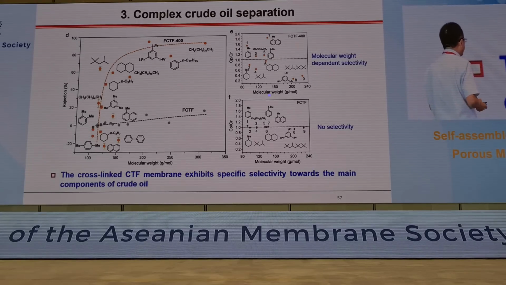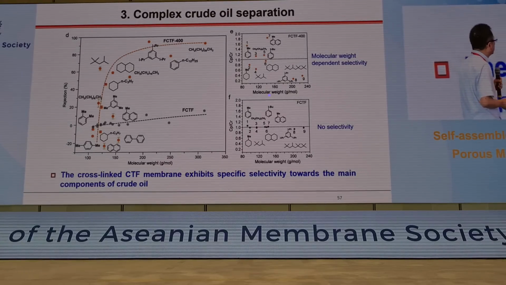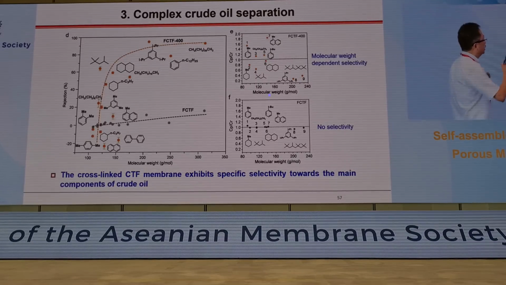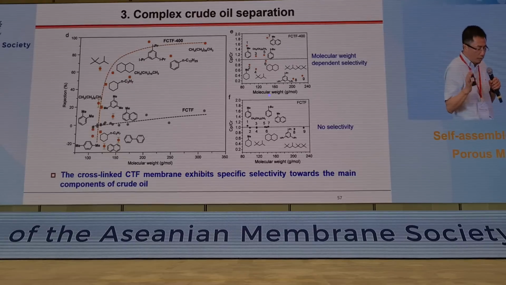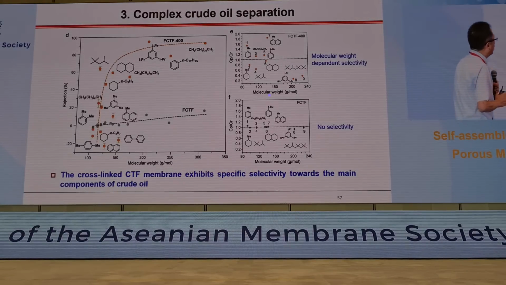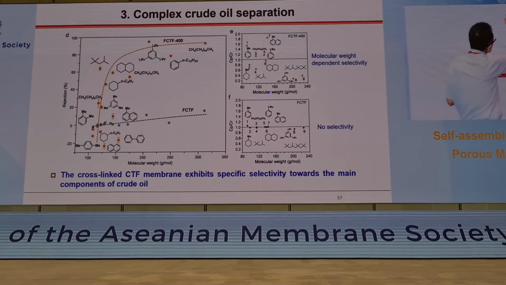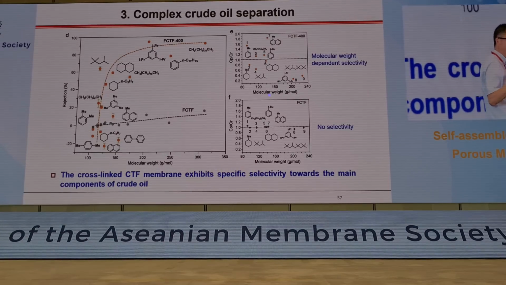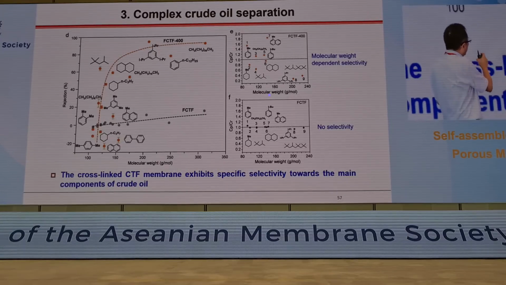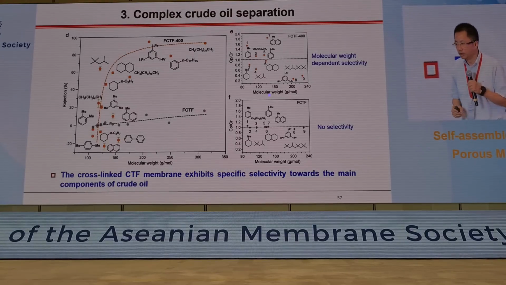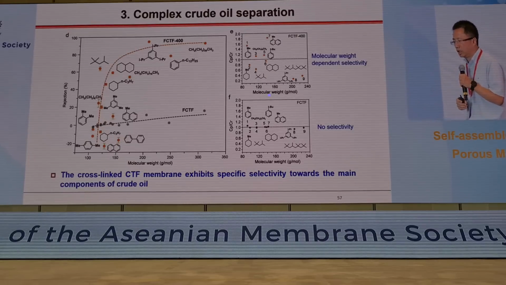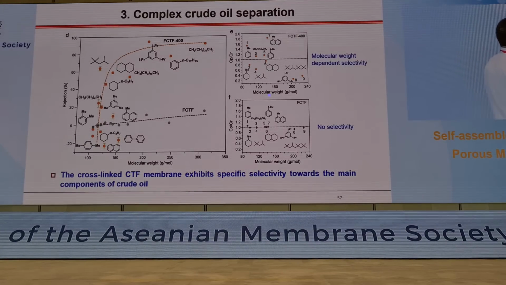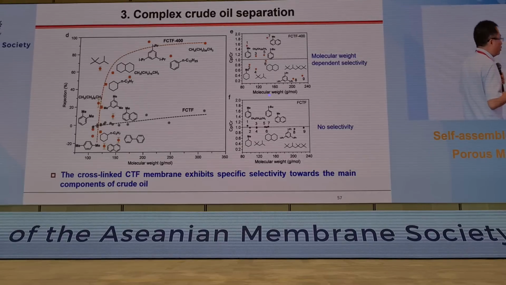We also tried to use this cross-linked CPF membrane for separating small organic molecules. So we selected 60 popularly used small organic molecules. We found a truly sharp cutoff of the molecular weight at a molecular weight of 200 Daltons. So this result shows our membrane has the good ability to precisely separate small organic molecules.